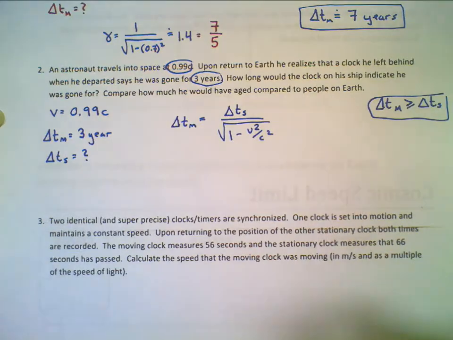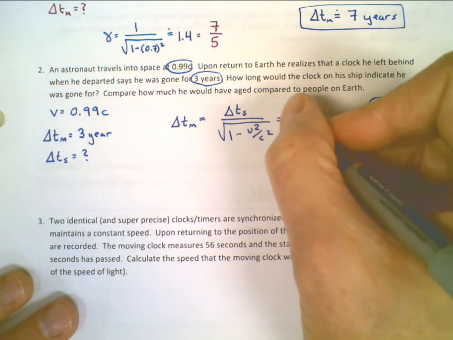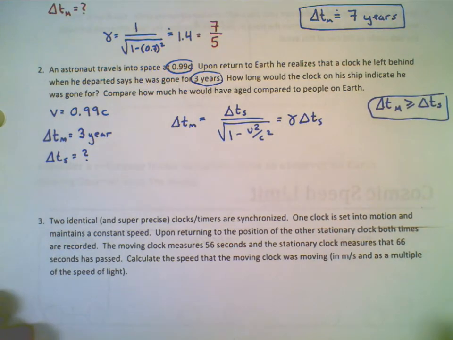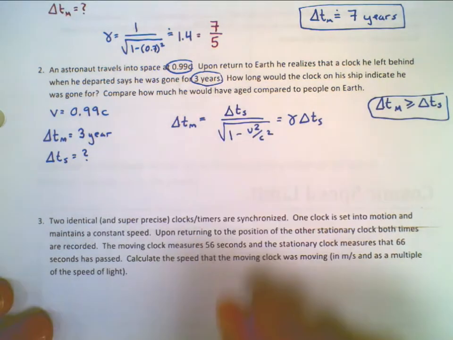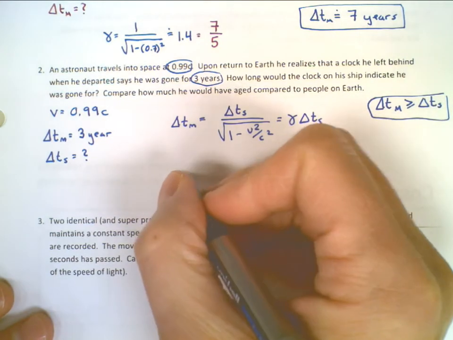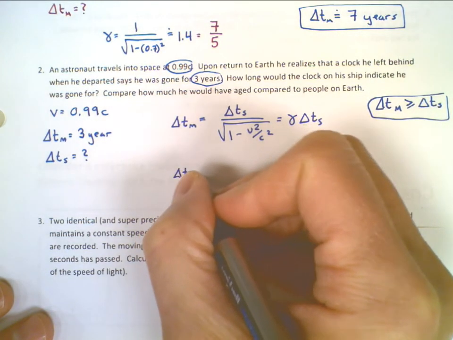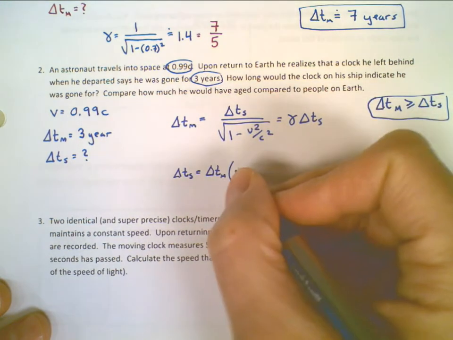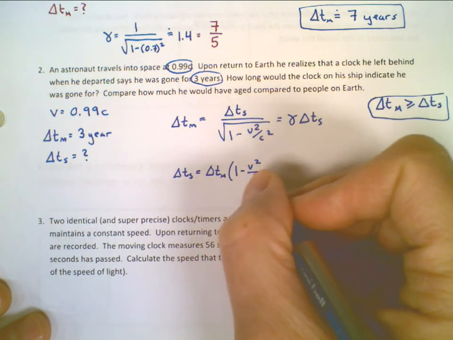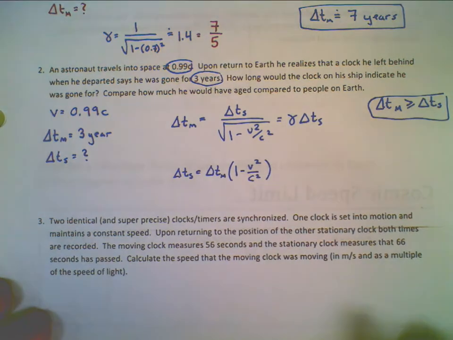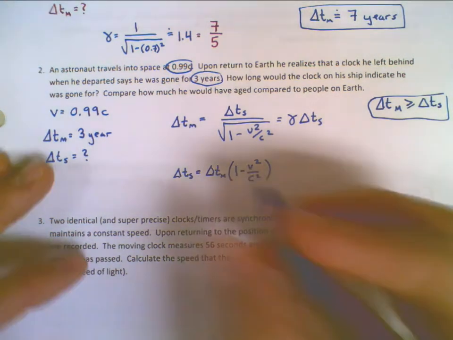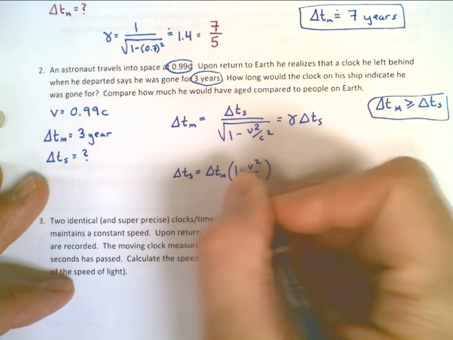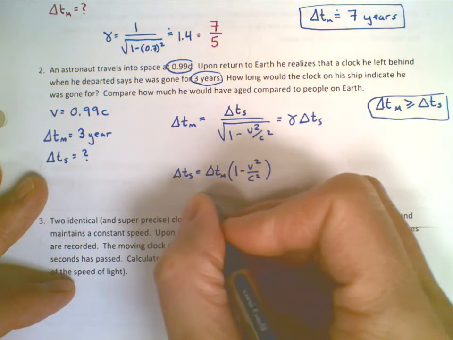So there's a couple ways you can solve this. We can do it as a gamma factor, which many of you will probably find easier. Or we can rearrange this formula for delta Ts. So one way is to say, okay, delta Ts is delta Tm times this whole bottom piece, which is the square root of 1 minus v squared over c squared. This is always less than or equal to 1, so when we multiply it by any number, that number is going to get smaller. We can see that.